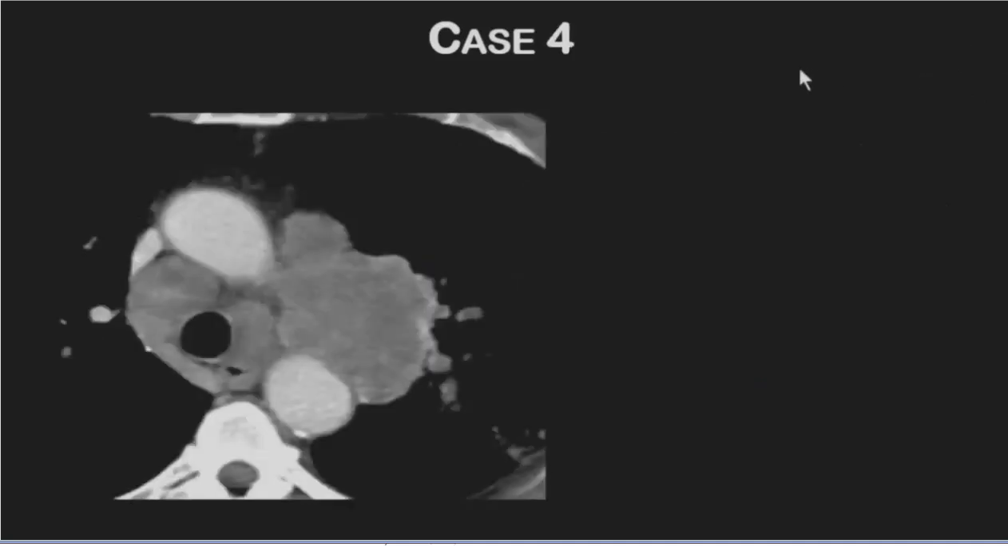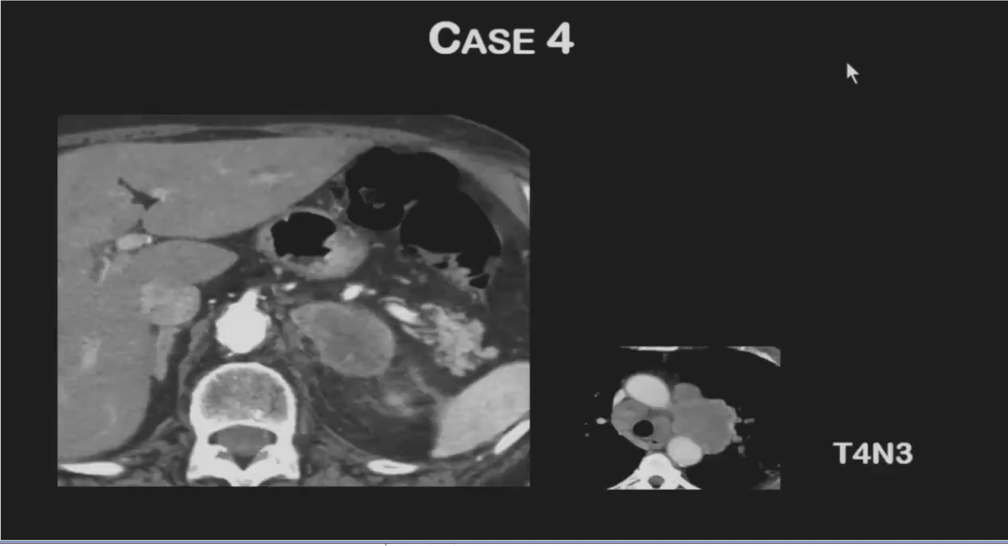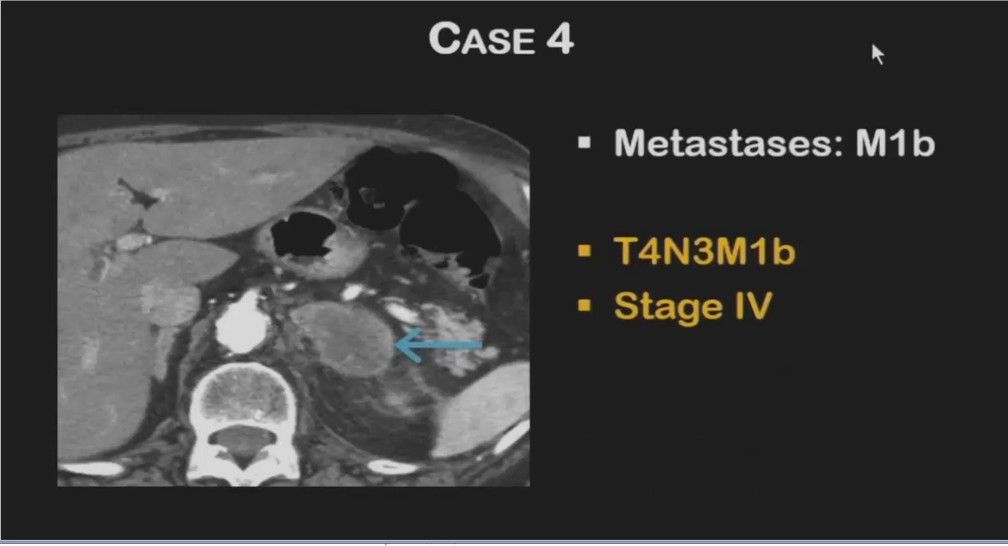Case 4, as we can see here, this patient has a very large tumor that's located within the left aspect of the mediastinum that does result in an invasion. So based on that alone, we have T4 disease. And we can see several lymph nodes that are enlarged within the mediastinum, including this left paratracheal lymph node, as well as this right paratracheal lymph node. So this patient has N3 disease. And if we look in the upper abdomen, they also have this left adrenal met, consistent with M1B disease. So overall, this patient is also a stage 4, and they would not be able to have their primary tumor resected based on these criteria.